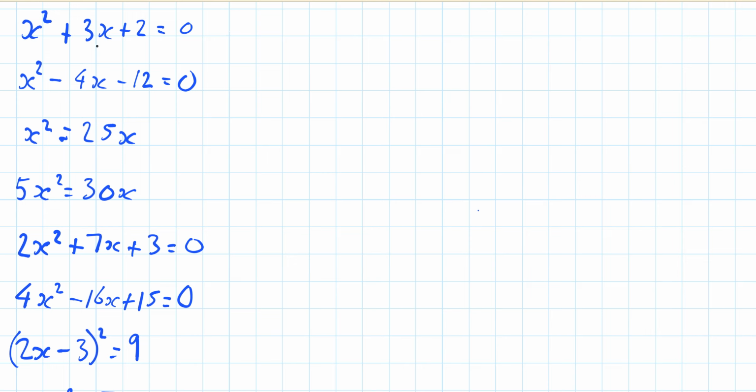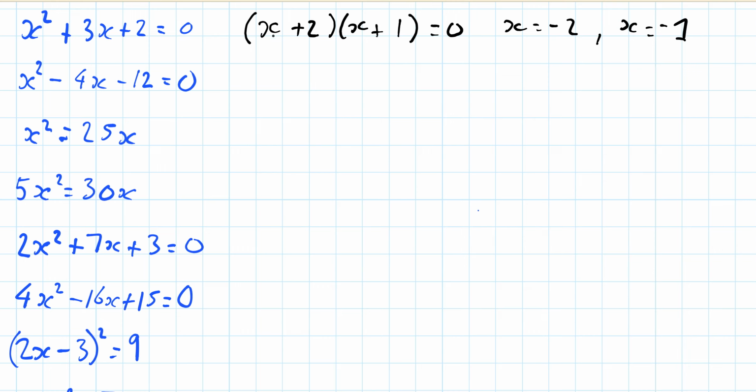So here we start off, we just put it into two brackets, so we factorize x. Two numbers that multiply to give me 2 and add to give me 3 is 2 and 1, plus plus, so that equals 0, so x equals minus 2 and x equals minus 1. So do x plus 2 equals 0, solve that to get minus 2, and x plus 1 equals 0, solve that to get minus 1.